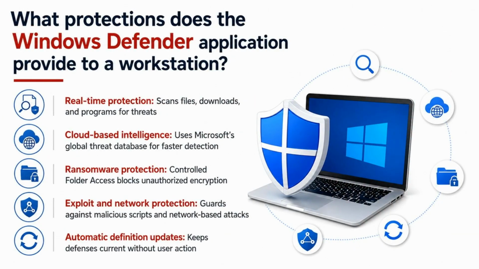Real-time protection scans files, downloads, and programs for threats. Cloud-based intelligence uses Microsoft's Global Threat Database for faster detection. Ransomware protection, through controlled folder access, blocks unauthorized encryption attempts. Exploit and network protection guards against malicious scripts and network-based attacks. And automatic definition updates keep defenses current without any user action.